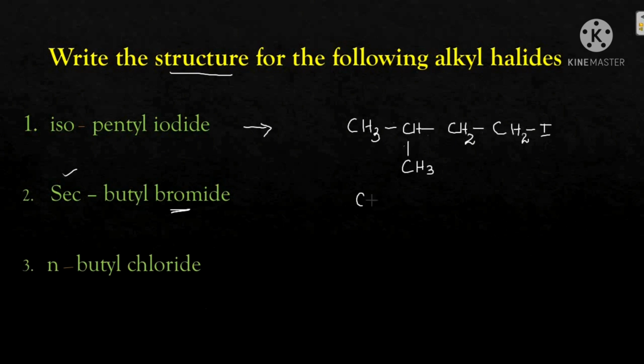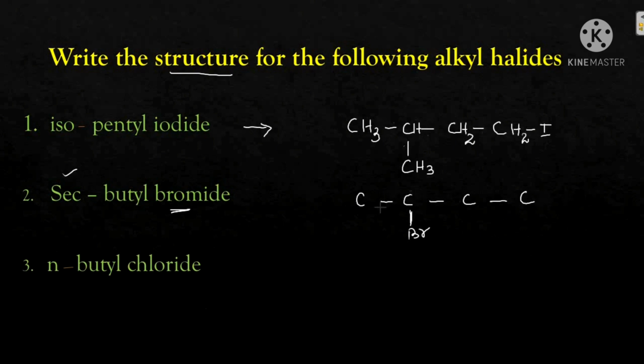So we'll write the skeletal structure now. Butyl means methane, ethane, propane, butane. So 4 carbons. We shall write the skeleton first. Secondary means in the secondary position. See, this is the secondary carbon because to this carbon 2 more carbon atoms are attached. So here we'll write Br. So to the secondary position we have written.